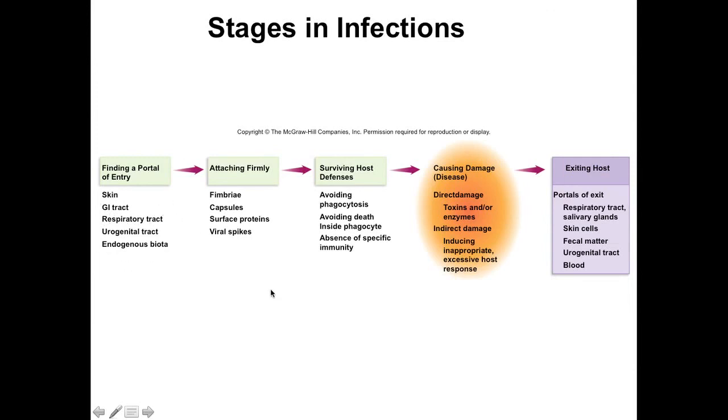Then you're attaching firmly to the area that you want to set up shop in. Then you survive the host defenses, combat the immune system, stop phagocytosis, protect yourself. Then you start releasing your toxins, you cause damage, you break down tissues. By breaking down tissues, you get more nutrients and you survive, you reproduce. Once you reproduce in significant numbers, then you can start exiting the host.